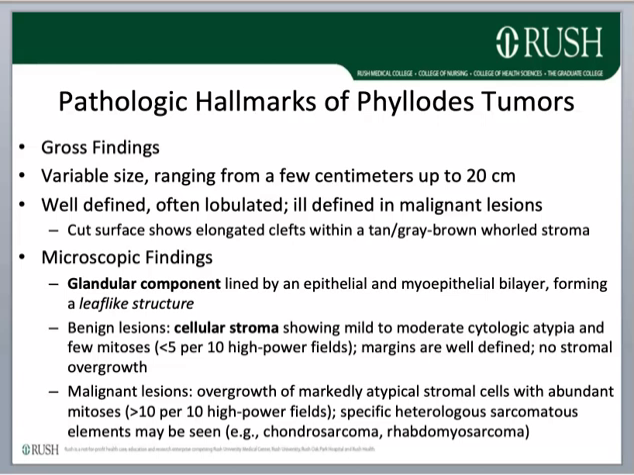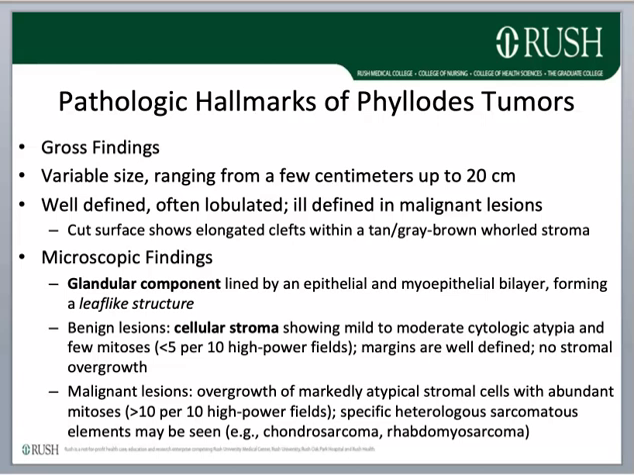These also show a wide variation in size, ranging from a few centimeters to really huge lesions that occupy much of the breast. Like fibroadenomas, they're well defined and often lobulated, but in malignant lesions, the borders become more ill-defined and infiltrative. The cut surface shows elongated clefts with a tan or gray-brown whorled stroma. The stroma appears different than in fibroadenomas because of increased cellularity.